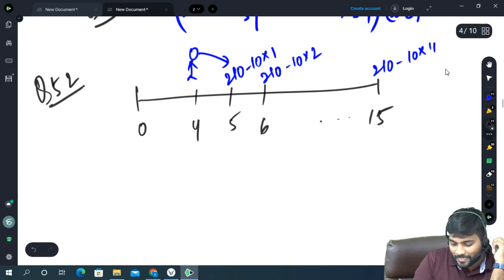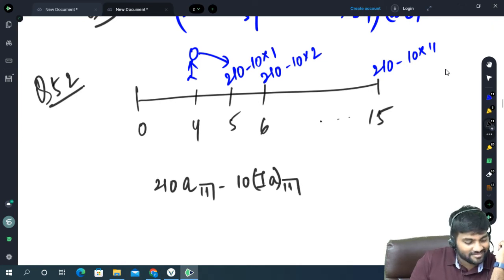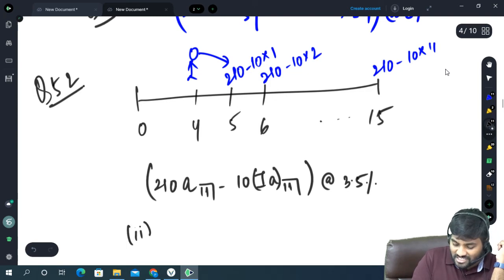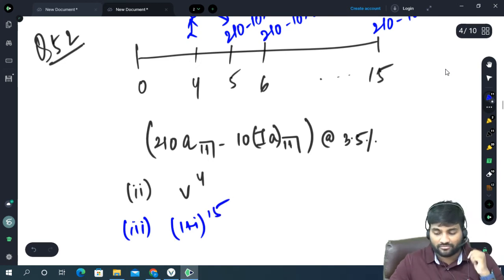So, 210 A 11 minus 10 I A 11. Okay. This is part one answer, at the rate 3.5%. Again, part two, we just need to do what? V to the power 4. And for part 3, what we need to do? For part 3, 1 plus i to the power 15. Solve.